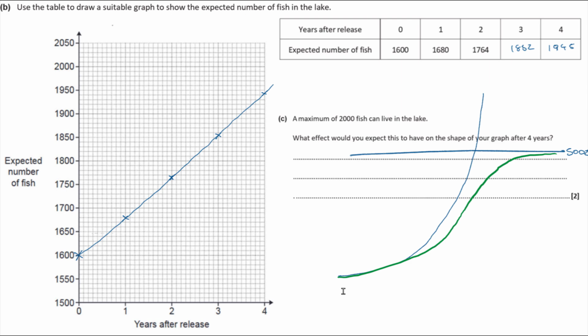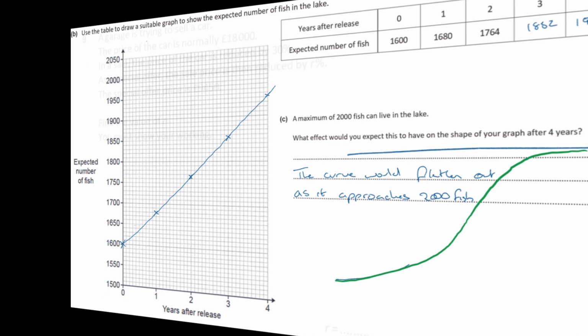So how can we put that in words? I suppose we can just say, I might leave my diagram on. I'm going to say then that the curve would flatten out as it approaches 5,000 fish. Oh, I misread that. It's 2,000, isn't it? Let me just change that. Should read 2,000. Don't know why I thought it was 5,000.